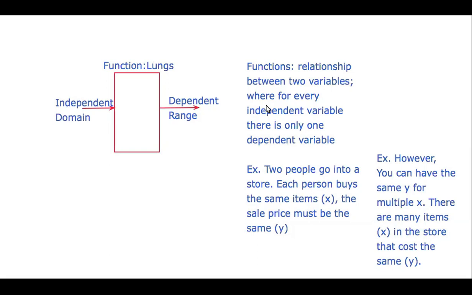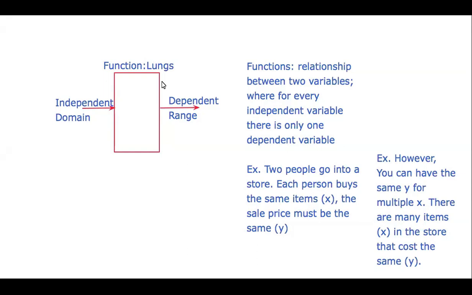However, you can have the same Y for multiple X. There are many items X in the store that cost the same as Y. I can go in and there can be a $2 soda, a $2 candy bar, and a $2 notebook. So it's okay to have multiple items that cost the same. We just can't have one person buy a candy bar for $2 and then charge the next person $2.50. You can't have the same item have two different prices. So that's a non-math example I like to use to explain how it works.